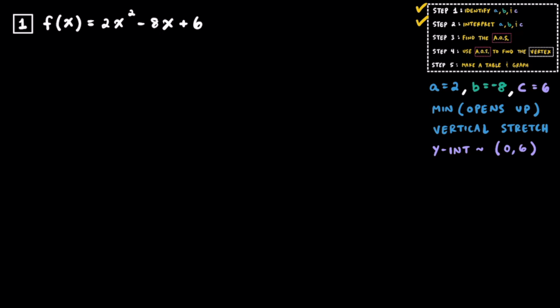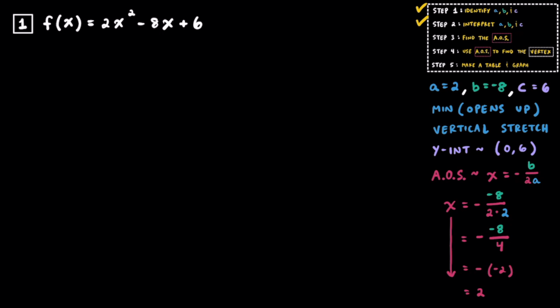Now let's go ahead and find the AOS. To find the AOS, our formula is x equals the opposite of b over 2a. Remember, this is just the equation of an imaginary vertical line that cuts our parabola in half to show us the symmetry as well as it goes through the vertex. Let's go ahead and substitute the value of a and b in to solve for this vertical line. The equation for our vertical line for our axis of symmetry is x is equal to 2. Now that we found the AOS, we finish step 3.